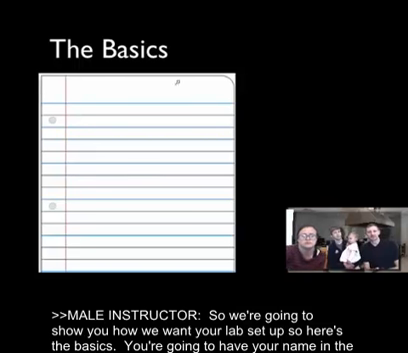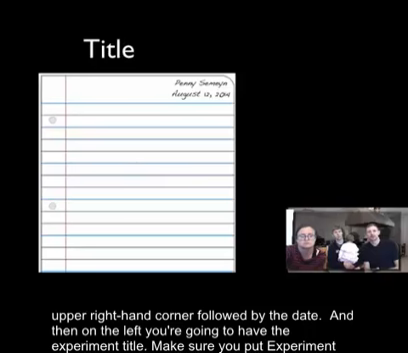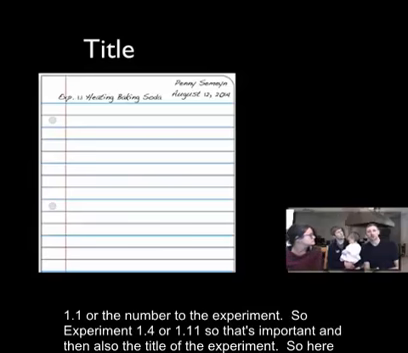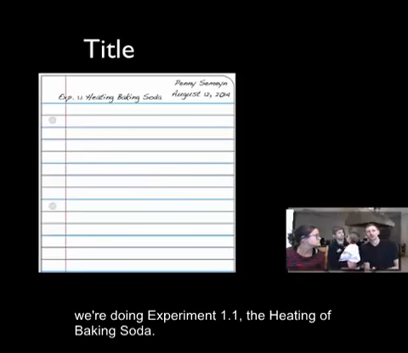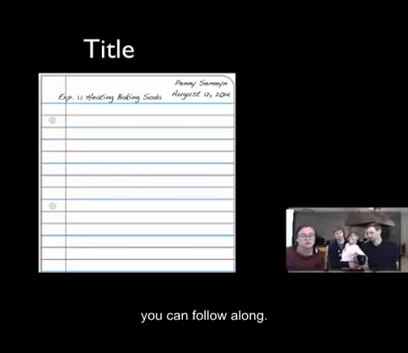So here's the basics. You're going to have your name in the upper right hand corner, followed by the date. And then on the left, you're going to have the experiment title. Make sure you put experiment 1.1 or the number to the experiment. So experiment 1.4 or 1.11, so that's important. And then also the title of the experiment. So here we're doing experiment 1.1, the heating of baking soda. So when you're watching this video at home, you should probably have your IPS book open to experiment 1.1 so you can follow along.